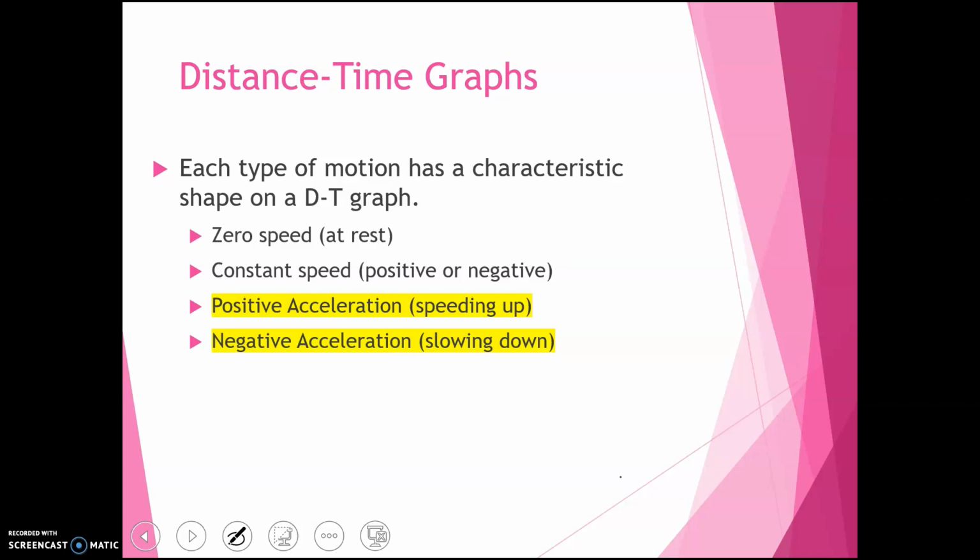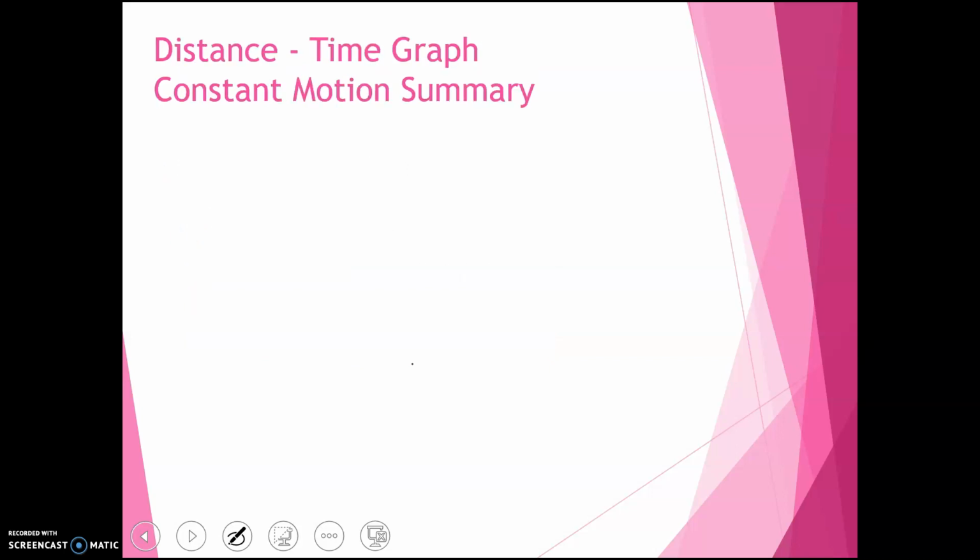For these distance versus time graphs, we've already talked about constant motion. We've talked about if an object has a zero speed, what it looks like, if an object has a constant speed, whether that be positive or negative. But now we're going to be talking about positive and negative acceleration. We don't really use the term deceleration, but acceleration, because it's a vector, it has a magnitude and direction, we talk about it being positive and negative. Positive acceleration means that the object is speeding up. Negative acceleration means that the object is slowing down for these distance versus time graphs.